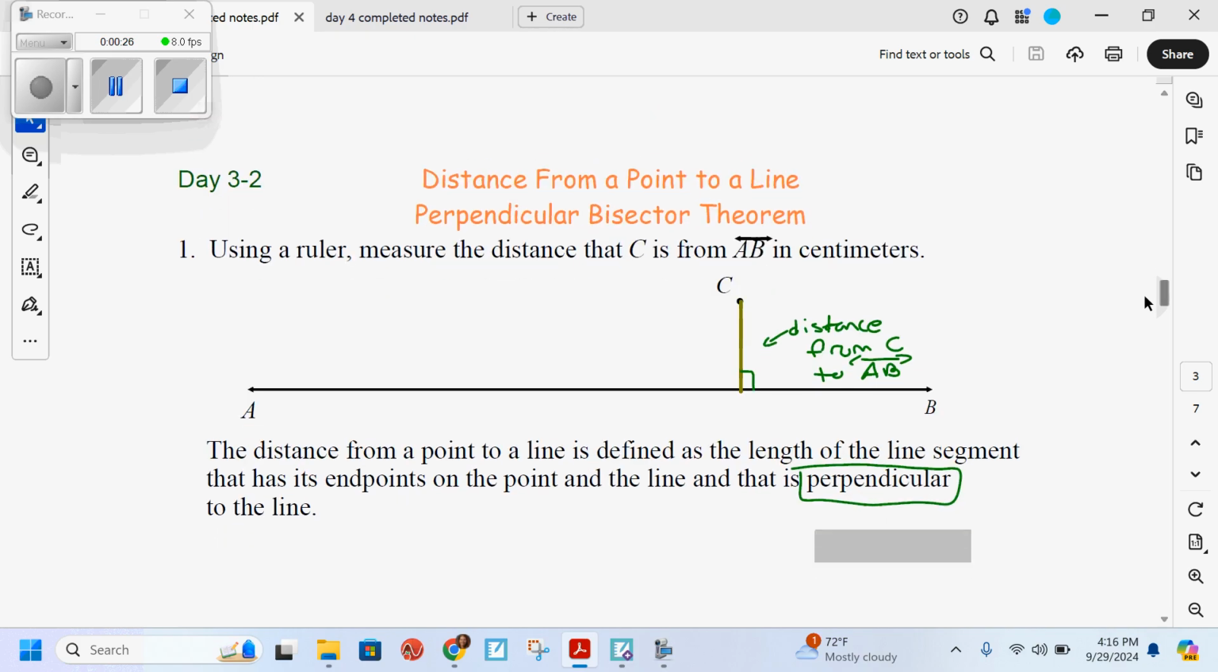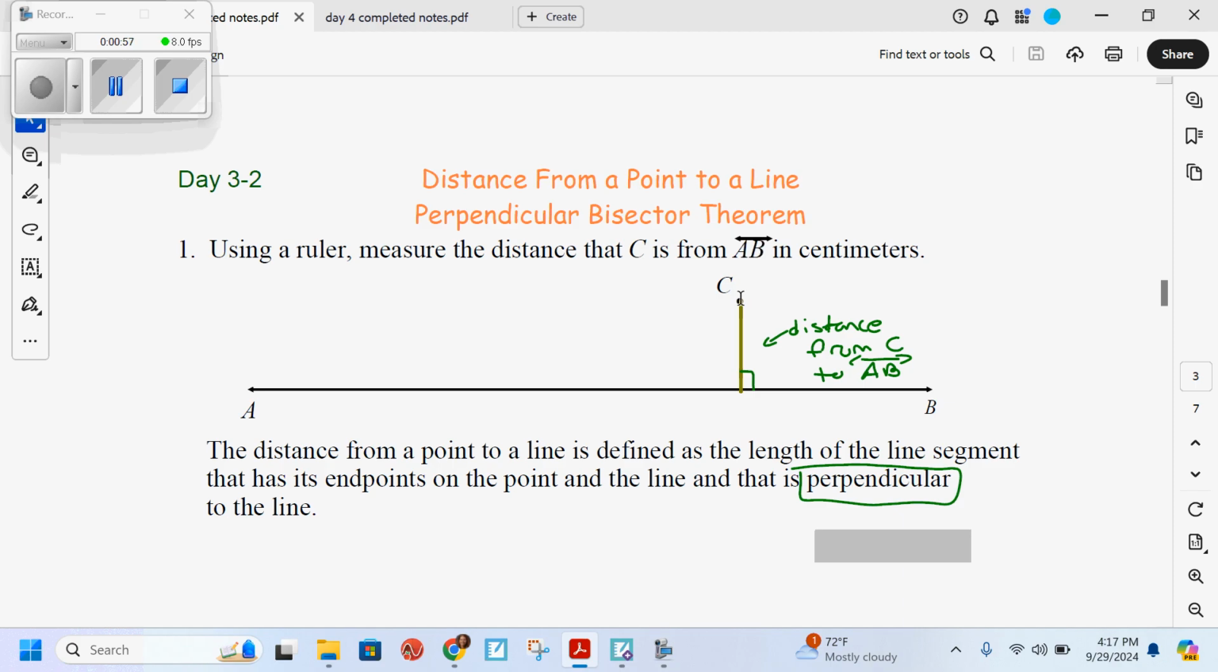All right, so today we are going to talk about the distance from a point to a line and also the perpendicular bisector theorem. So even though we're never going to use a ruler to measure distance, for now, I want you to take a ruler and measure the distance from C to AB. And at first, you might wonder, where am I going to measure from? Am I going to measure from, see my cursor on C, to AB right here? No, that wouldn't make a lot of sense, right?